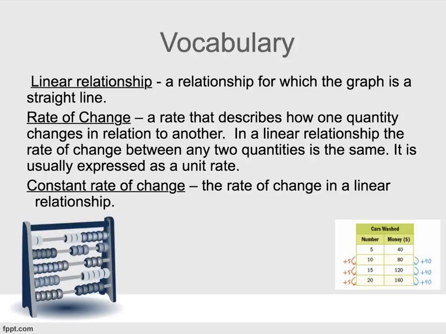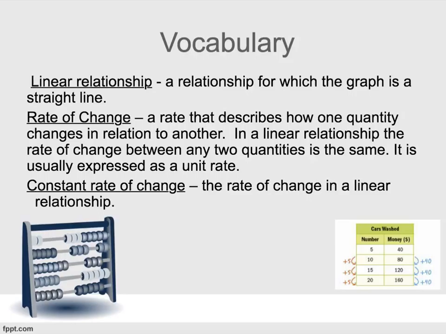Our first vocabulary is a linear relationship, and linear refers to the word line. A linear relationship is a relationship for which the graph is a straight line. When we talk about our rate of change, we talk about a rate that describes how one quantity changes in relation to another. So in a linear relationship, or a line, the rate of change between any two quantities is the same. It is usually expressed as a unit rate.